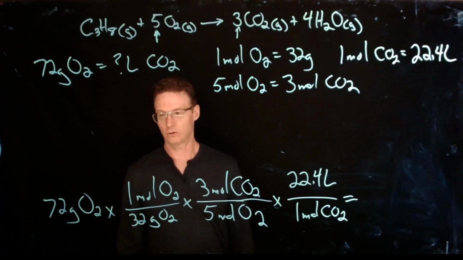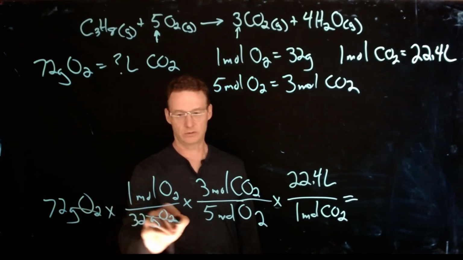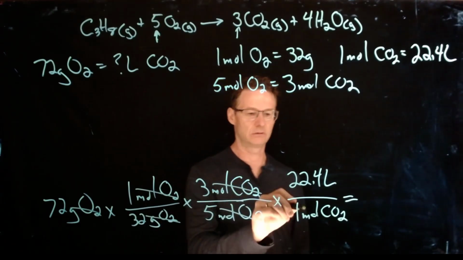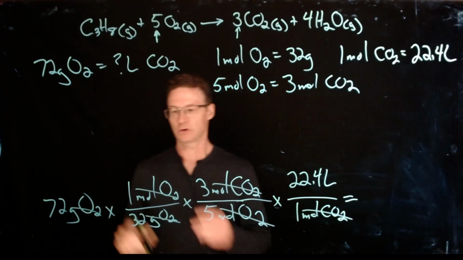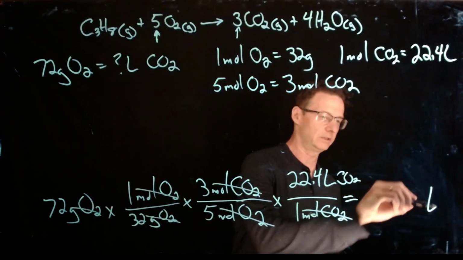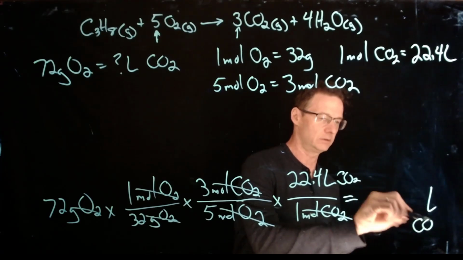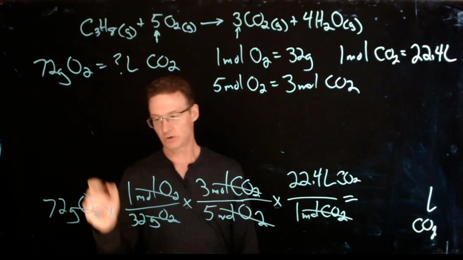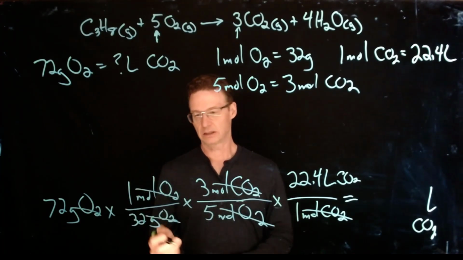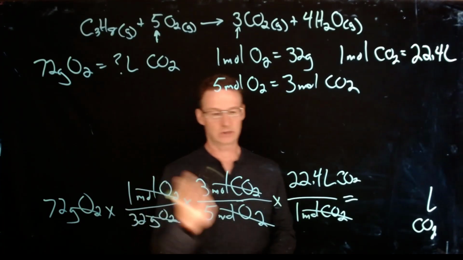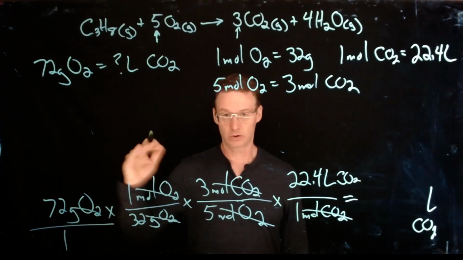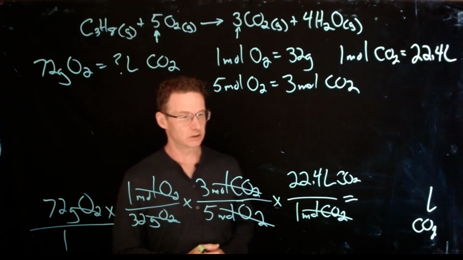Okay, so we have grams of O2 and grams of O2. We have moles of O2 and moles of O2. We have moles of CO2 and moles of CO2. So when we get all this together, what we're left with is liters of CO2. So we're going to multiply 72 times 1 times 3 times 22.4. That's going to get divided by 32 times 5 times 1. I almost forgot, if you want to put that 1 over there, keep your numerator and denominator in check.